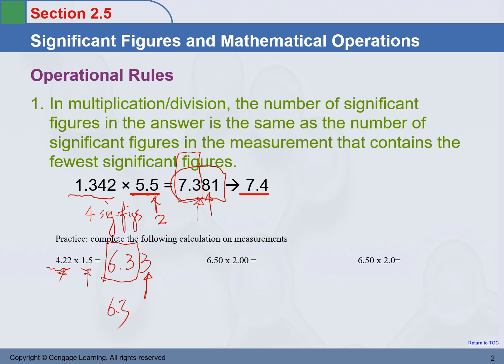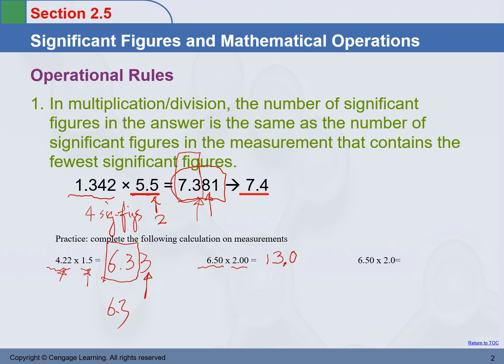The second one, 6.50, 3 sig figs, 2.00, 3 sig figs. Your answer should have 3 sig figs. You punch these numbers into your calculator. This is what you're going to see on your calculator. Now, make sure you do not report 13 as your answer. You're going to make 13 into a number that has 3 sig figs. What do you do? You add a 0.0. The number should be 13.0, 3 sig figs.